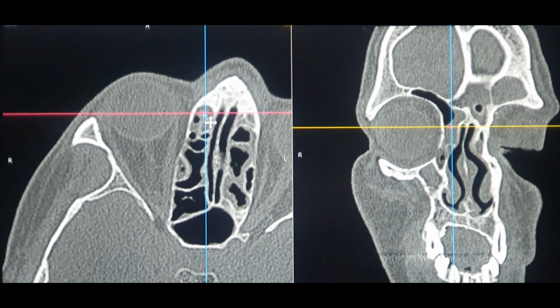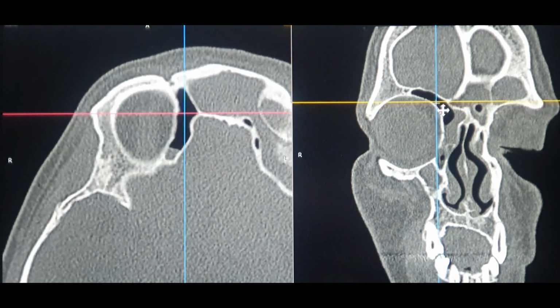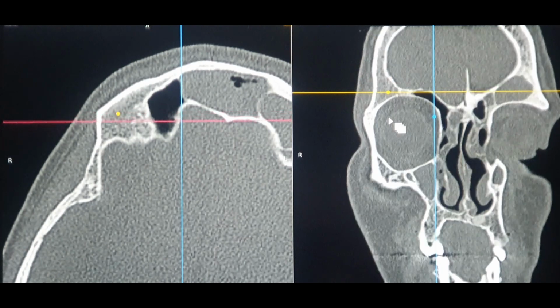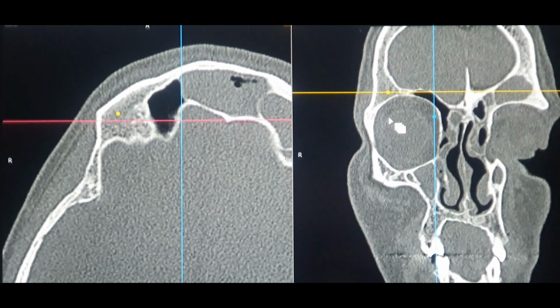So this is how you need to correlate that same thing on the axial scan, because it can become really difficult in certain cases on the axial scan. So this was the area of the frontal sinus and the frontal recess. Now same thing, I want to show you the roof of the frontal sinus. So if I keep this over here, this becomes the roof of the frontal sinus.